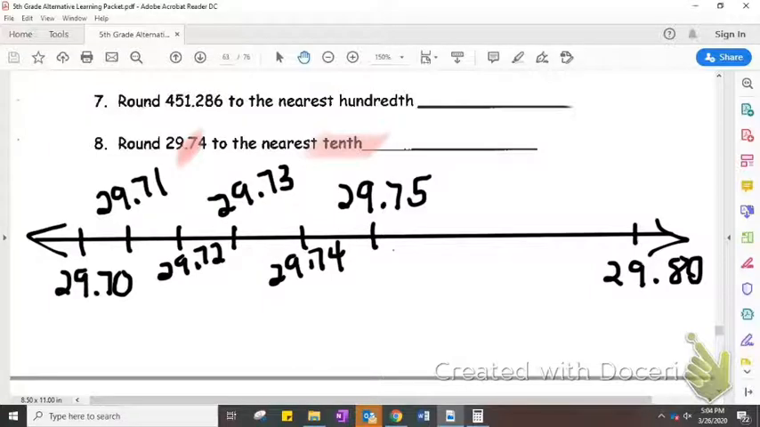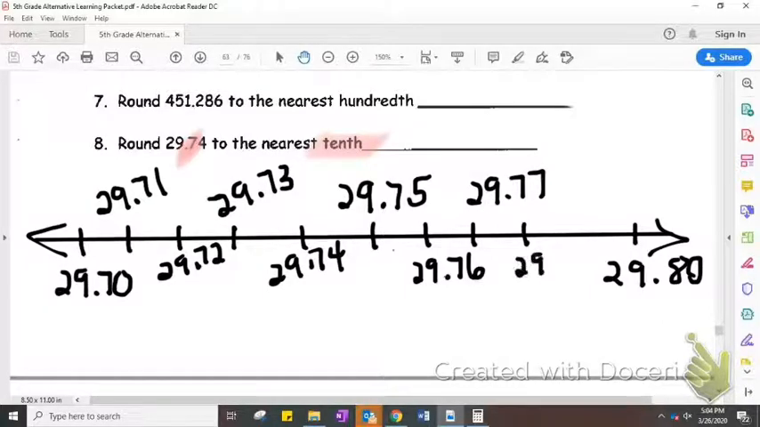Okay, so I can keep going up. 29 and 76 hundredths, 29 and 77 hundredths, 29 and 78 hundredths, 29 and 79 hundredths, and then finally 29 and 80 hundredths. Okay. So, again, we're trying to decide, is it closer to 29 and 7 tenths or 29 and 8 tenths?